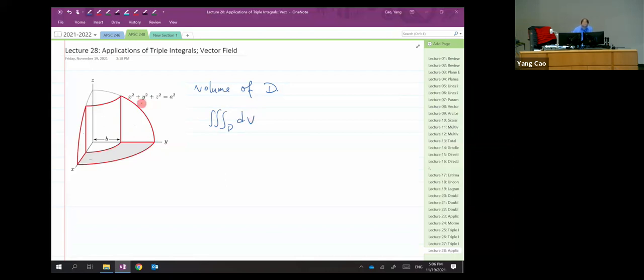And because one of the surfaces is a spherical surface, chances are you should use spherical coordinates. Spherical coordinates are rho, phi, theta. So the formula for spherical coordinates is rho squared sine phi d rho d phi d theta. All right, then the next logical step is to find the limits for rho, phi and theta.